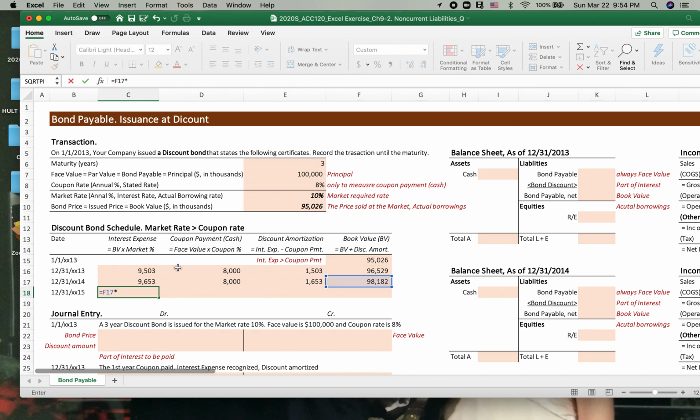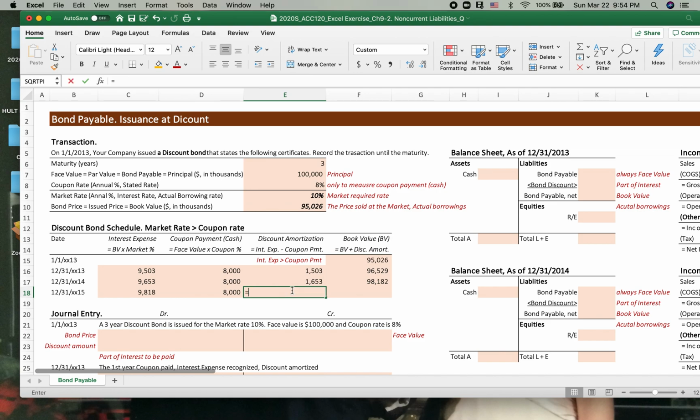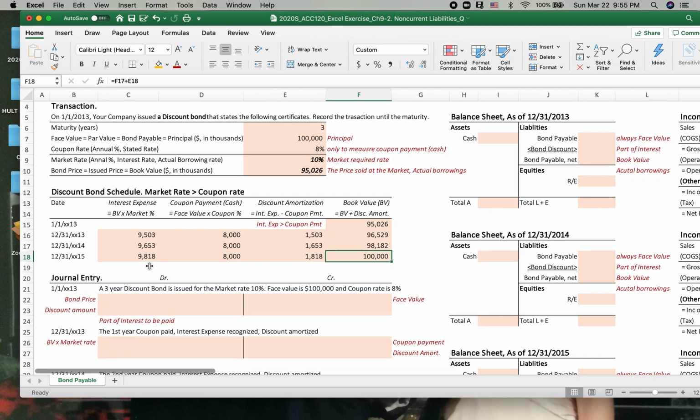98,000 times market rate one more time, 10%, and the coupon payment, the same amount. The difference between two is the discount amortization, which should be added to the book value. So $100,000. Now that $100,000 is the same as the principal. So we finished the discount bond schedule when the market rate is greater than the coupon rate.